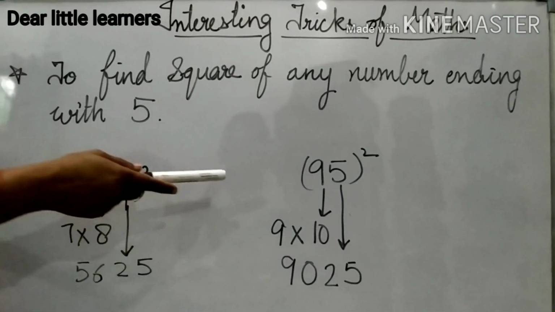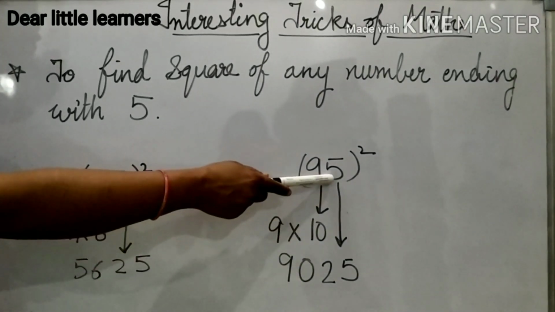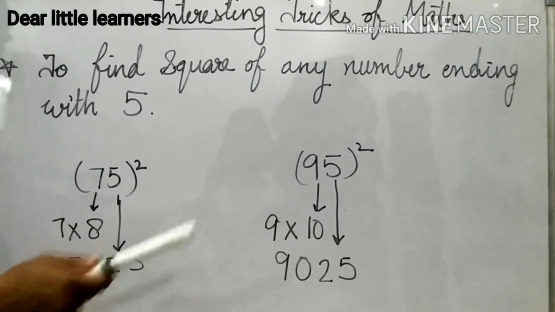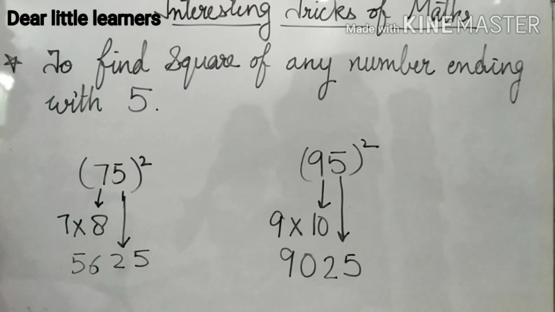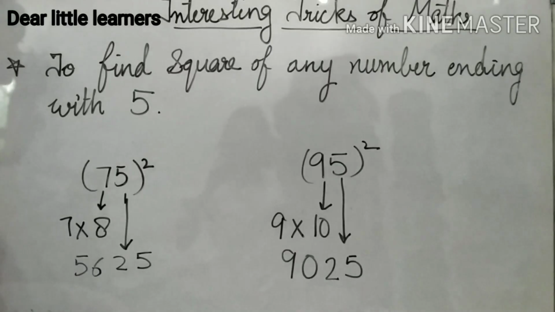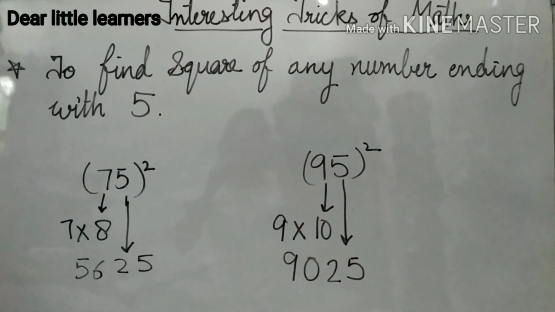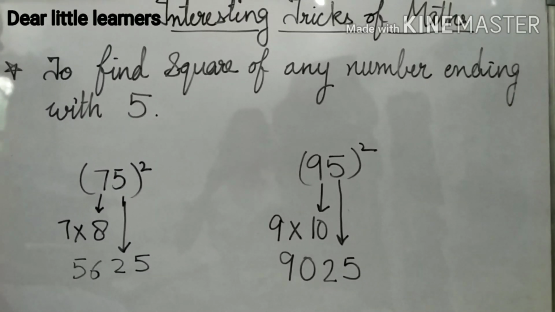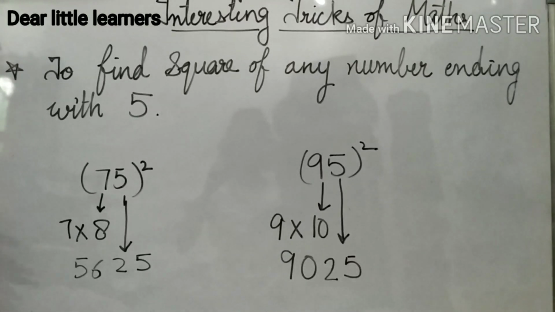See the next example, 95 squared. What I told you, first we have to find out the square of this 5, that is 25. Write it at the last, 25. Now we have to multiply this 9 by its next following number. So the next number for 9 is 10. So 9 times 10 is 90. So this is the square of 95, that is 9025. So children, it is very simple. In a very simple way we can find the square of any number ending with 5. Okay.